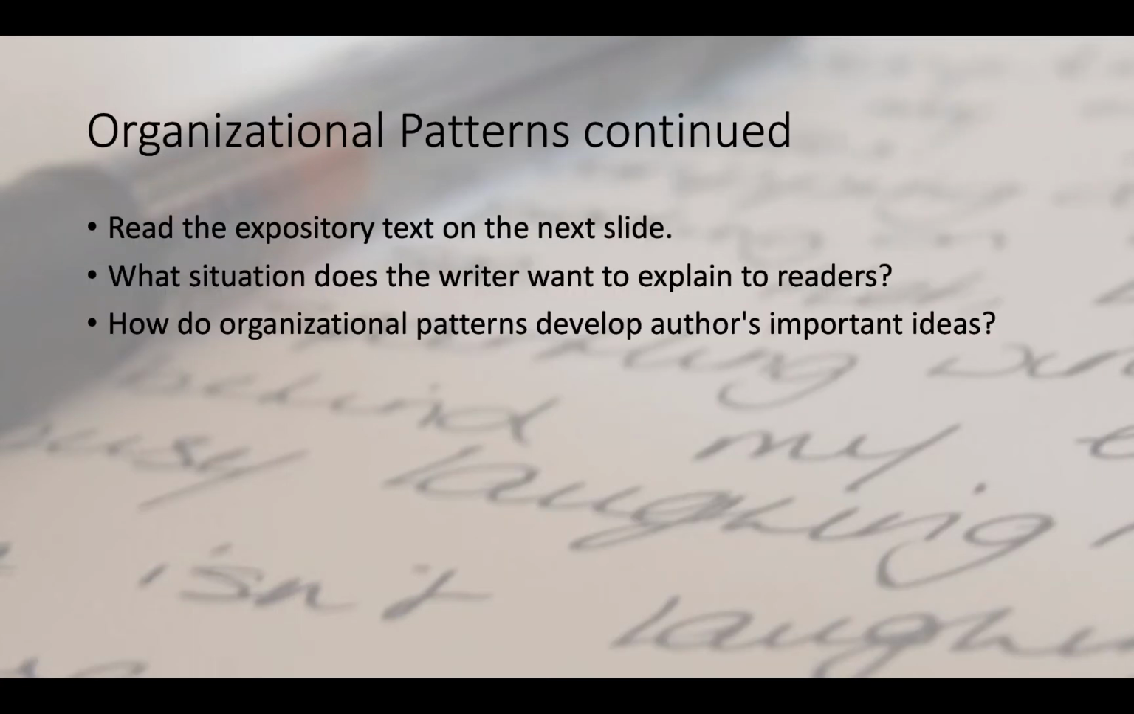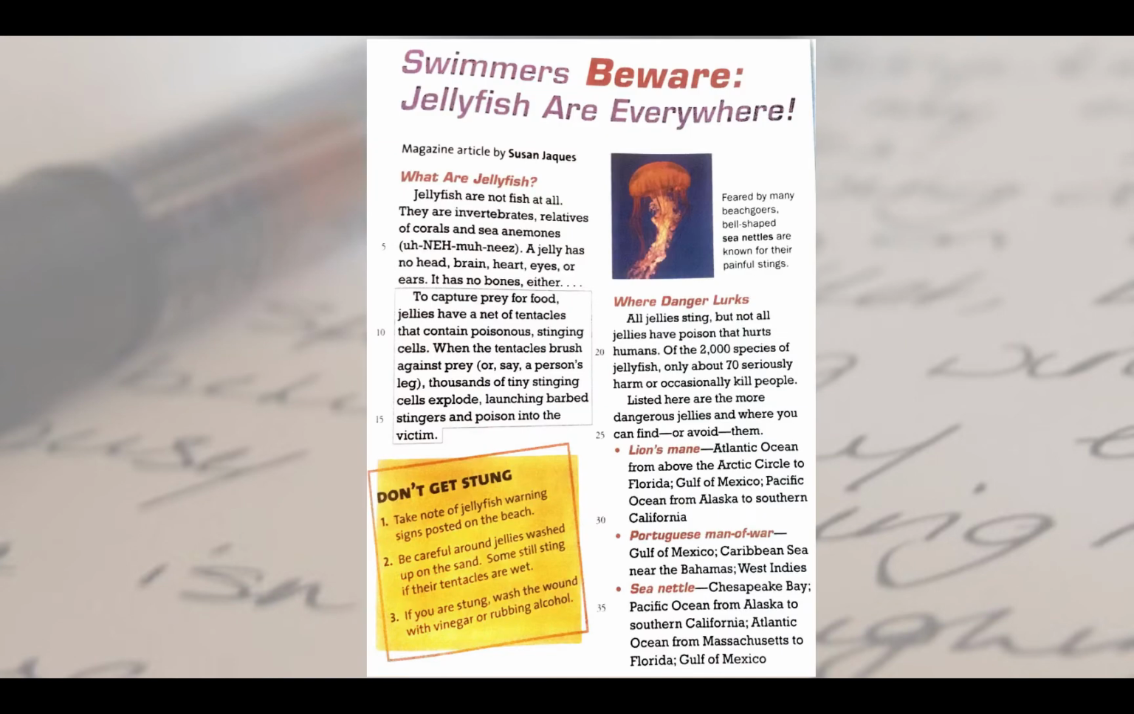All right, let's talk more about some organizational patterns. We've got an expository text on the next slide, and we need to keep a couple of things in mind. What situation does the writer want to explain to readers, and how do organizational patterns develop authors' important ideas? So let's look at this. The title is Swimmers Beware, Jellyfish Are Everywhere. And we know that's a title because it's the first thing of the article. It's also larger. So let's read this aloud.